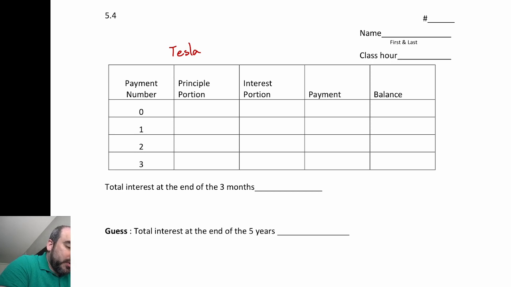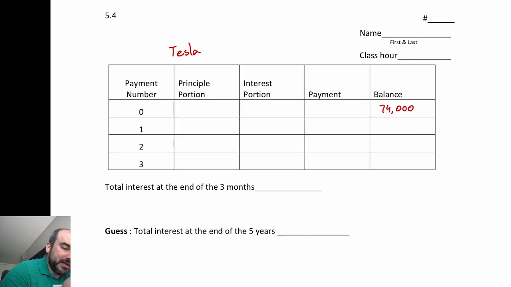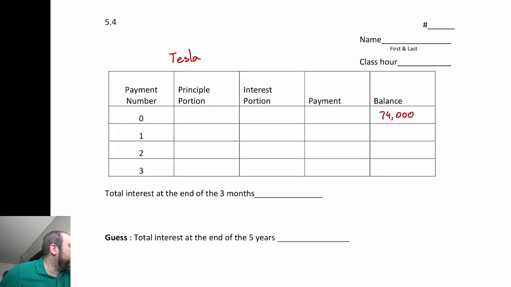We're going to write the initial loan amount is going to be our initial balance. So before we've made any payments on the car loan that we're getting from the dealership, our balance will be the starting price of the car. So $74,000 will be how much we borrow from the dealership or the bank, wherever we're getting the money from. Sorry. And then we're going to do calculations.